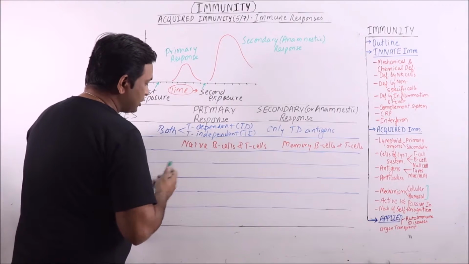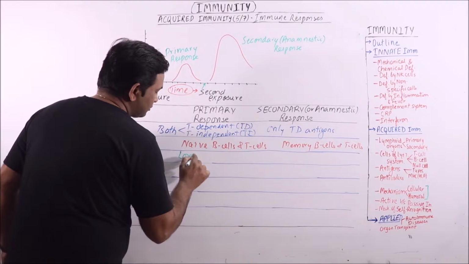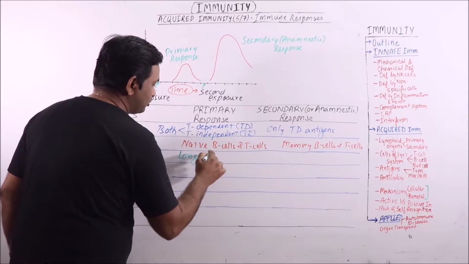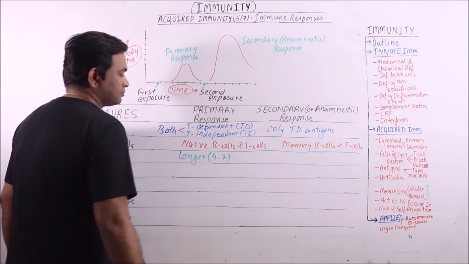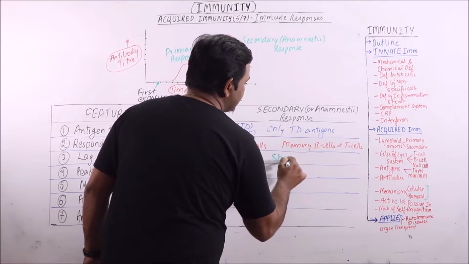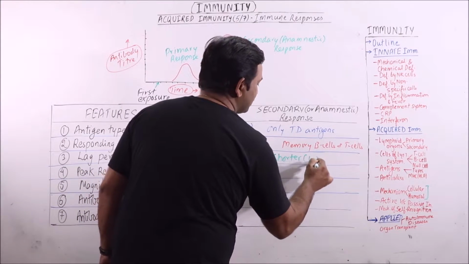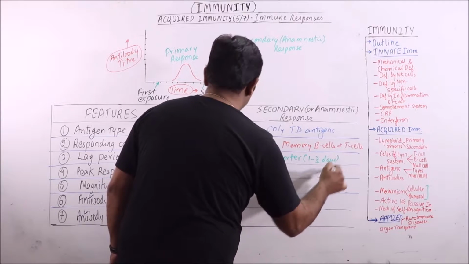The lag period is longer. It will take time to develop. It may be 4 to 7 days. Here the lag period is shorter, that is 1 to 3 days.